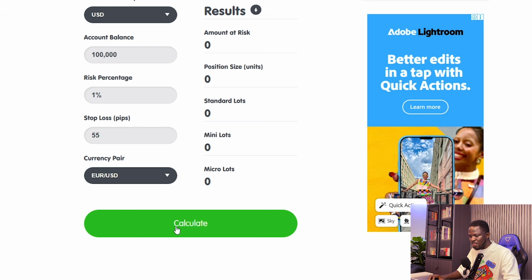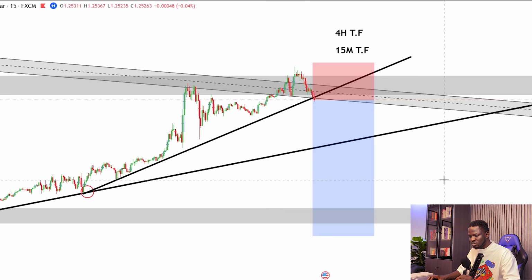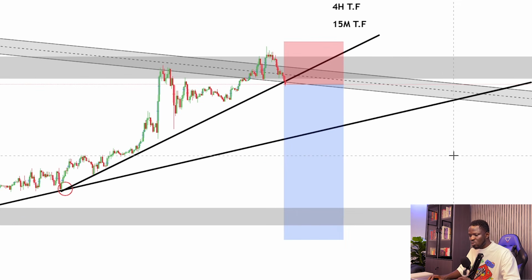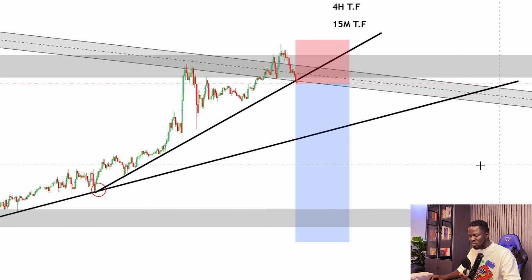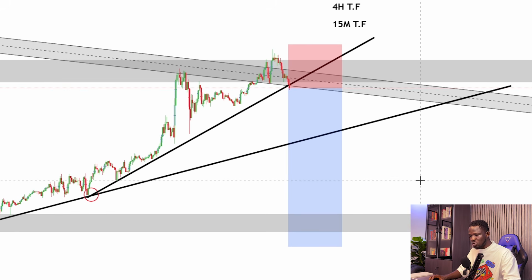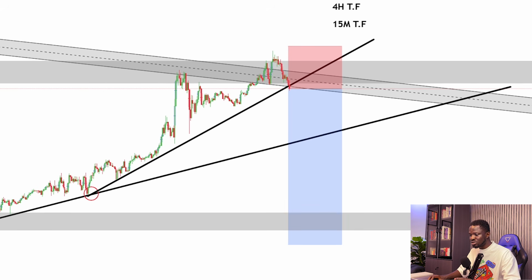So our stop loss is 55 pips. Then let's press the calculate button. So the amount at risk is $1,000. So if this trade goes in our direction, we'll be making $3,000. So 1% of a $100,000 account is $1,000. That means at the end of this trade, we'll be making $3,000.